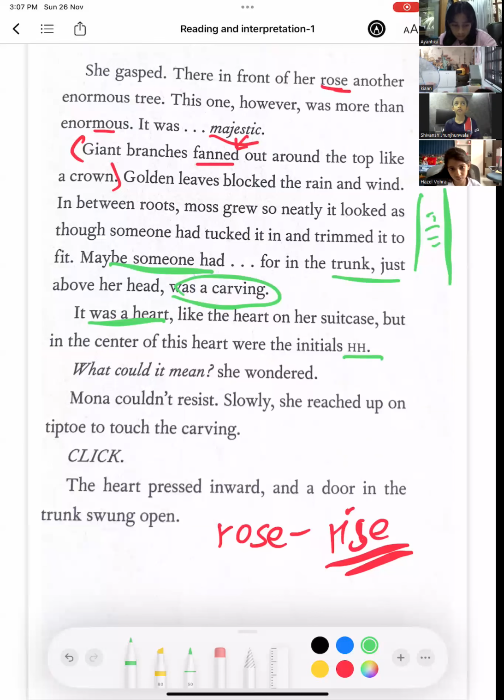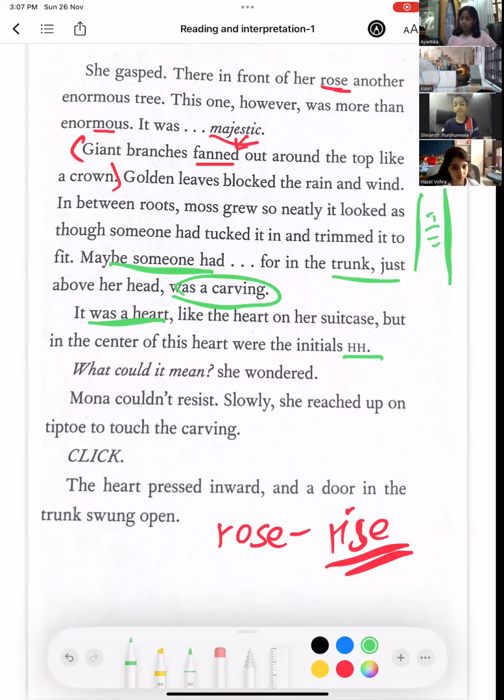Mona couldn't resist. Slowly, she reached up on tiptoe to touch the carving. Click! Onomatopoeia. The heart pressed inward and a door in the trunk swung open. Oh my God, it's extremely magical. So HH means Heartwood Hotel. Does it ring a bell?